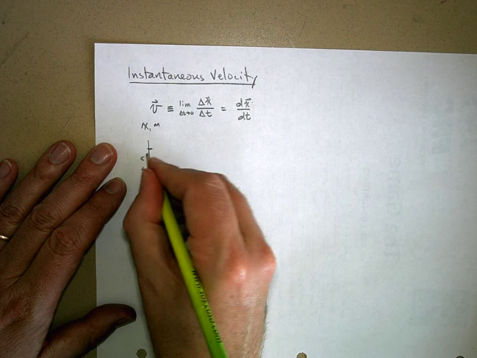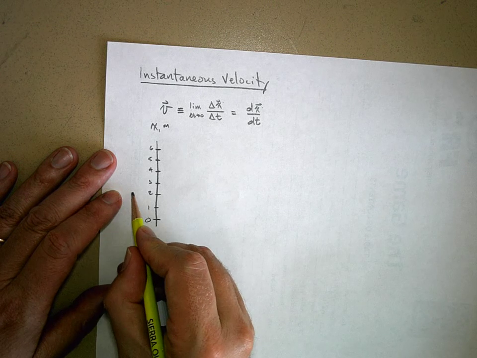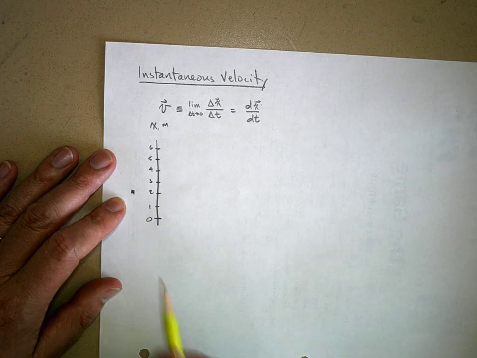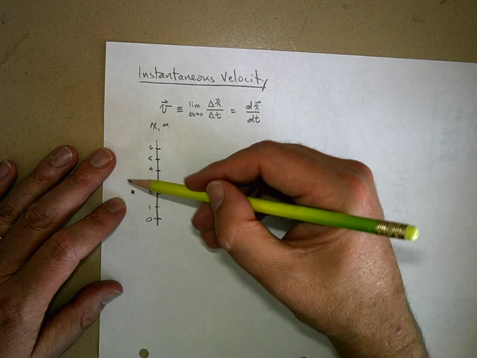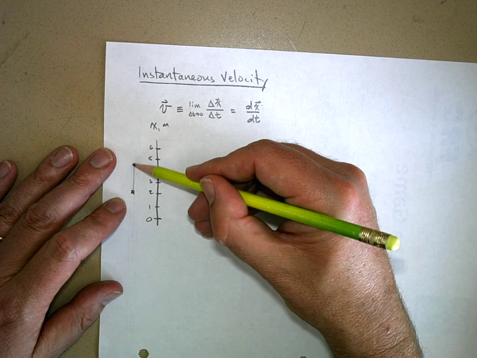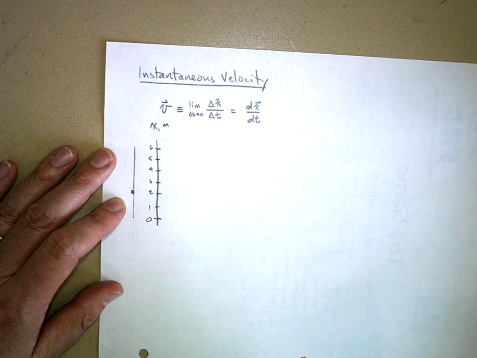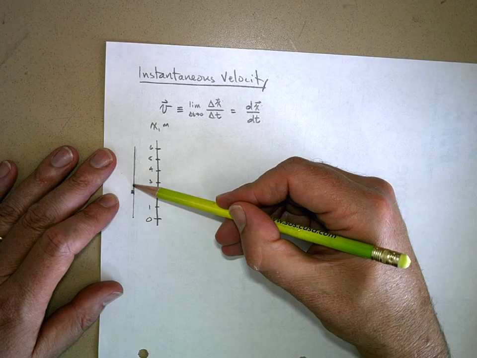Now, here's what we're going to do. I'm going to have a little car right here, and it's going to start right here at 2 meters, and it's going to do this. It's just going to drive. It's like you're going like this, and you go, oh, wait, no, I'm going to go this way.